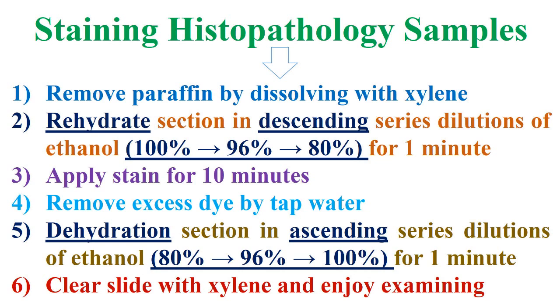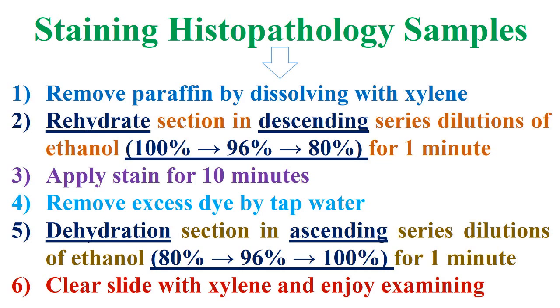So, staining histopathology samples. Apply by 6 steps. 1. Remove paraffin from sample by dissolving with xylene. 2. Rehydrate section in descending series dilutions of ethanol as follows: 100%, 96%, and 80% for 1 minute.